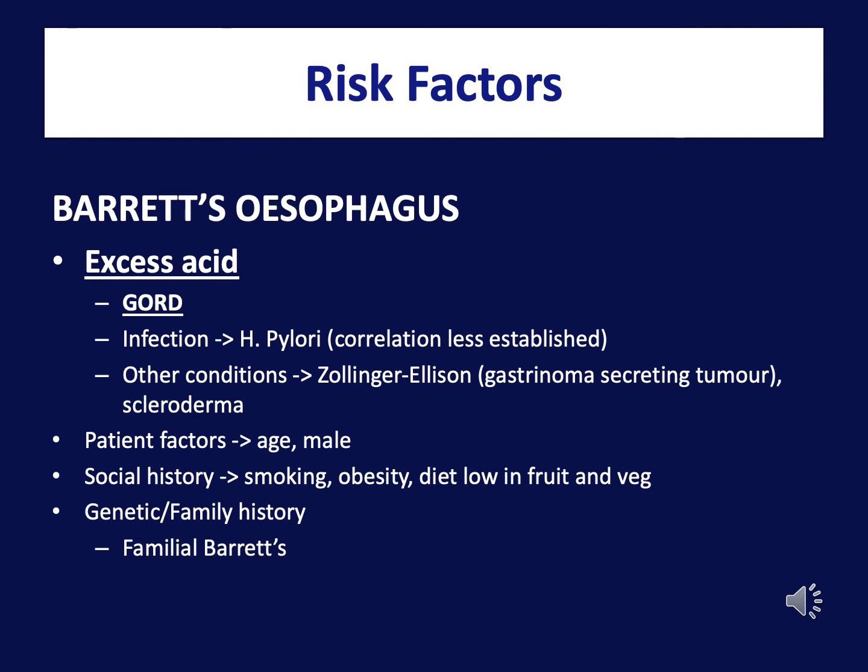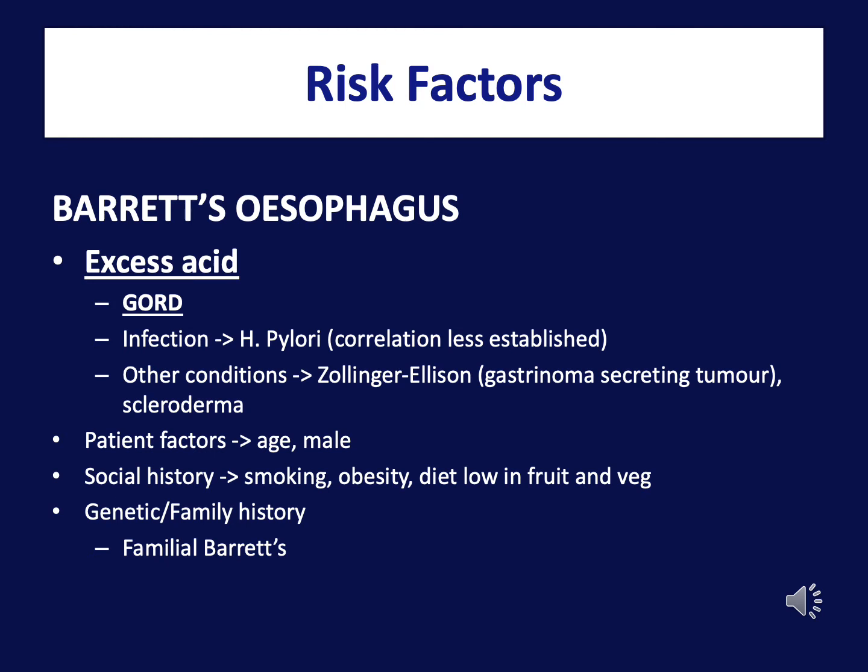So the risk factors for adenocarcinoma is mainly Barrett's esophagus. Barrett's esophagus is a condition I'll explain more about in the following slides, but the risk factors for this is excess acid. So if you're sitting in an exam situation and the examiner asks you what are the risk factors for Barrett's esophagus, you'd classify them like I mentioned earlier.